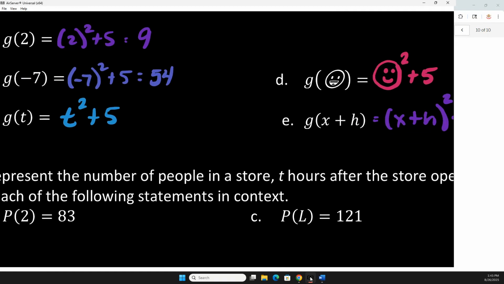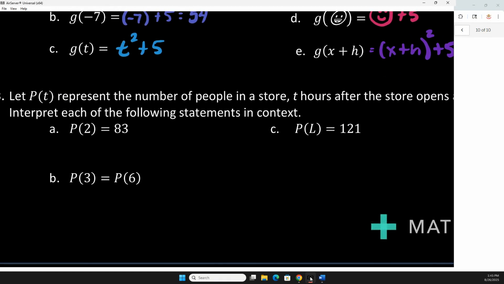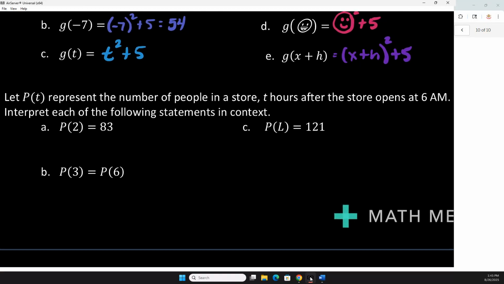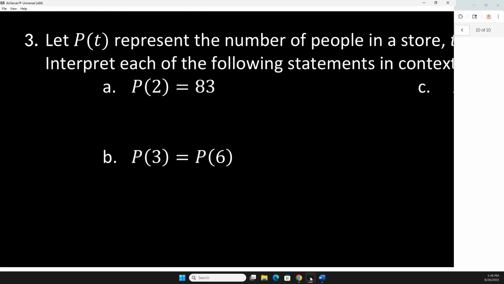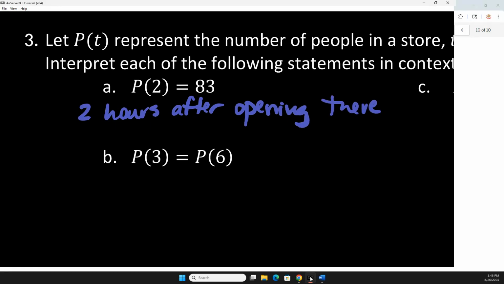Okay, and then number 3, we are going to let P of t represent the number of people in the store, t hours after the store opens at 8 a.m. We're going to interpret the meaning of each of the following statements in context. And so we have P of 2 equals 83. So one of those things is hours since the store opened, and the other thing is people in the store. So what is 2? 2 hours after opening. There are 83 people in the store.